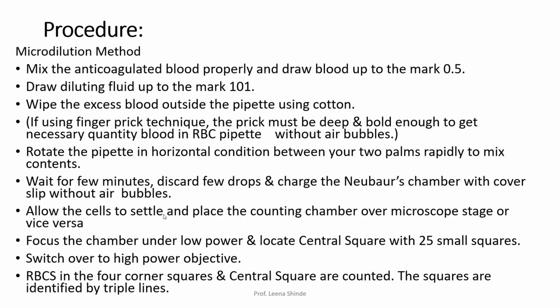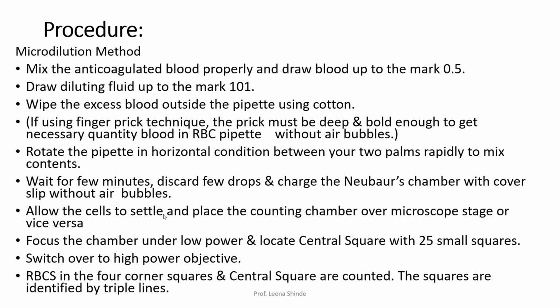First, the anticoagulated blood is properly mixed and then, by RBC pipette, draw blood up to the 0.5 mark. Then wipe off the tip of the pipette and draw diluting fluid up to the 101 mark. Then again wipe the tip of the pipette. If using the finger prick technique, the prick must be deep and bold enough to get the necessary quantity of blood in the RBC pipette without air bubbles.